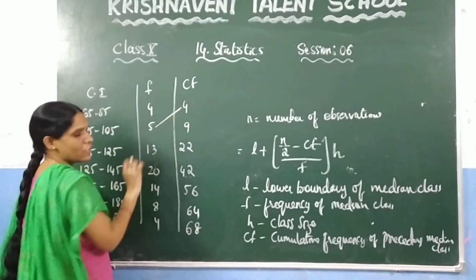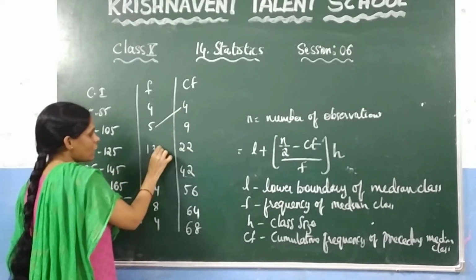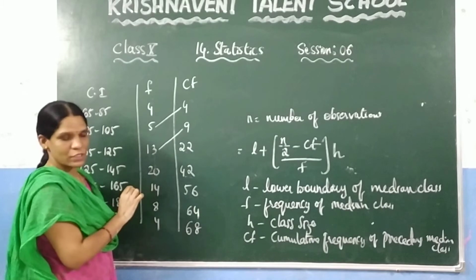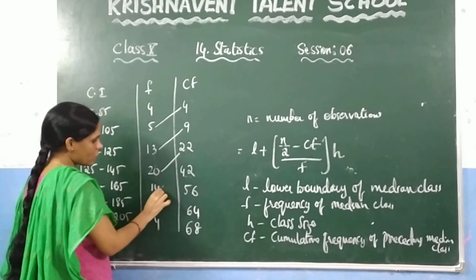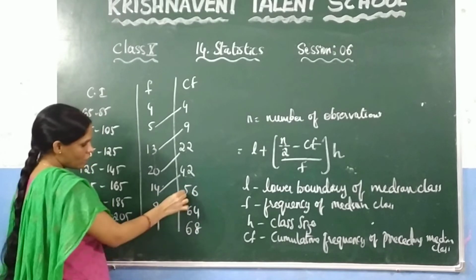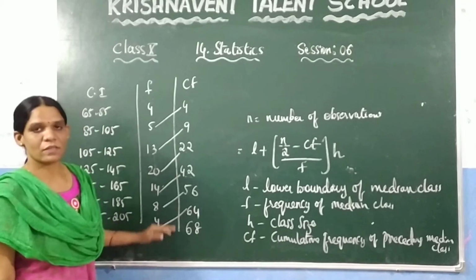Write 4 as it is, and after that here 4 plus 5 which gives you 9. And similarly 9 plus 13 which gives you 22. 22 plus 20 which is 42. 42 plus 15 which is 56. 56 plus 8, 64. 64 plus 8, 68. Like that we have calculated.